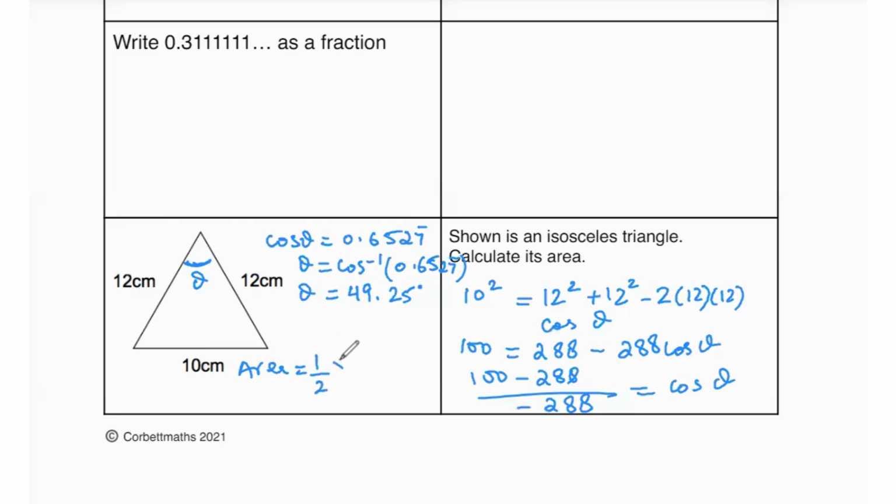So 1 over 2 times, this is a, this is b, this is C. So 12 squared times sine of angle 49.25. And that is going to give us 54.5 centimeters squared. That is the area of this triangle.